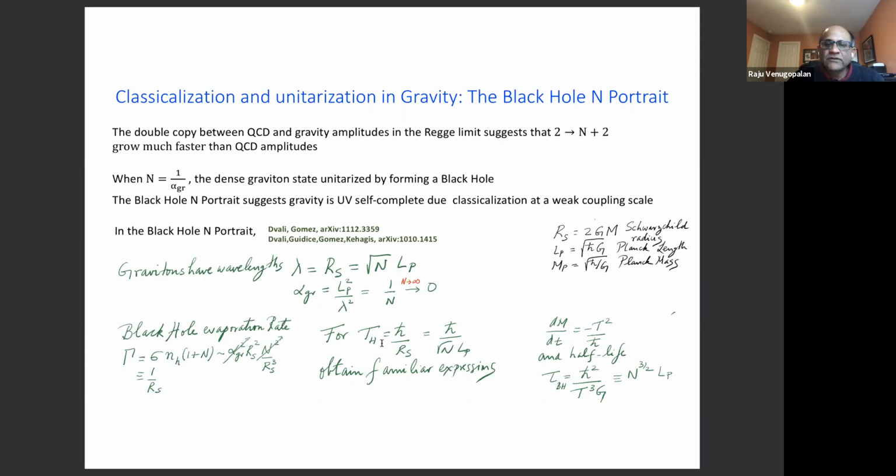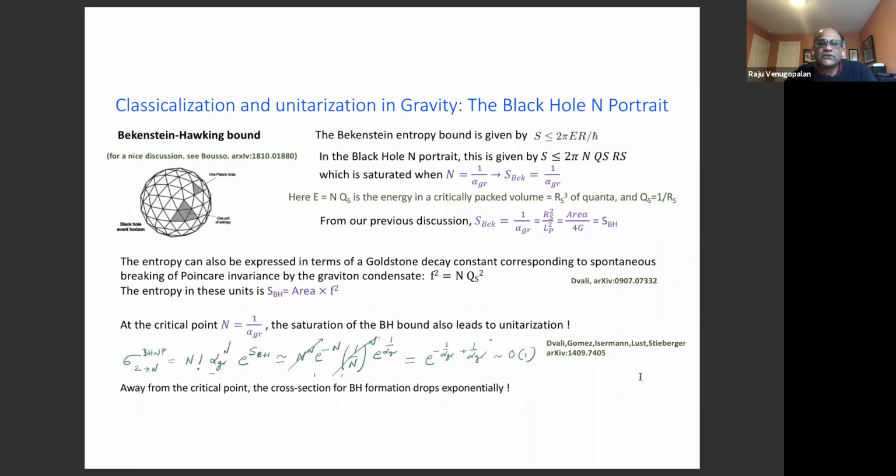Okay? And you can compute the Hawking temperature, which is ħ over r_s, which goes as 1 over square root of n. You get all the familiar expressions for the half-life and the lifetime of the black hole, which then scales as n cubed times the Planck length. So when n goes to infinity again, the black hole becomes infinitely long-lived. But for any finite n, it's a metastable state, that quantum state that one produces.